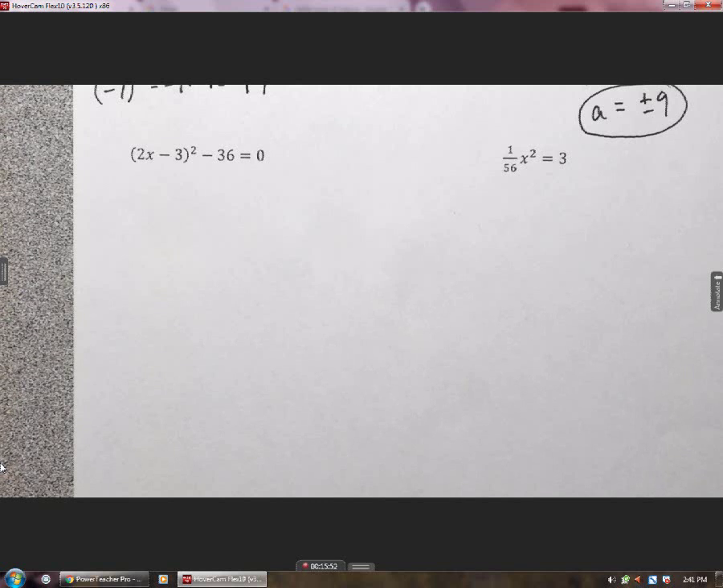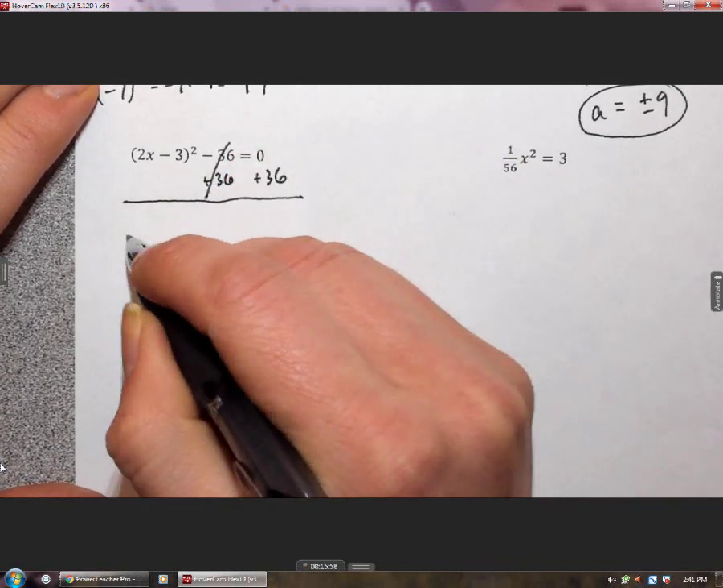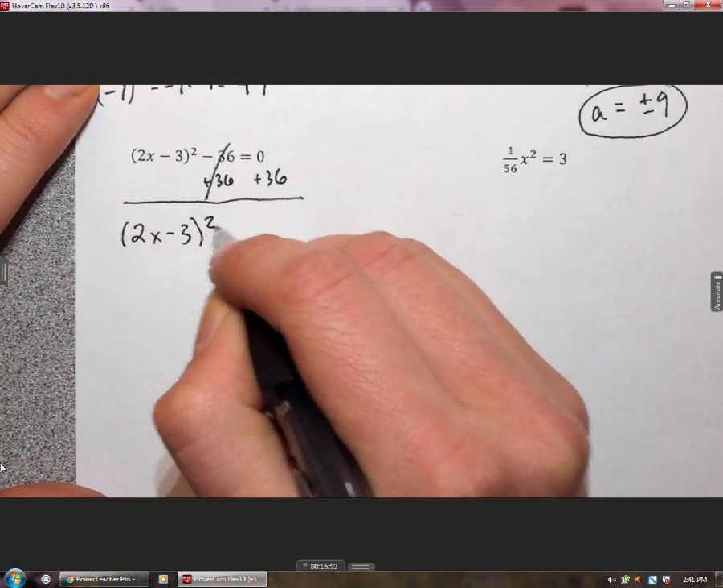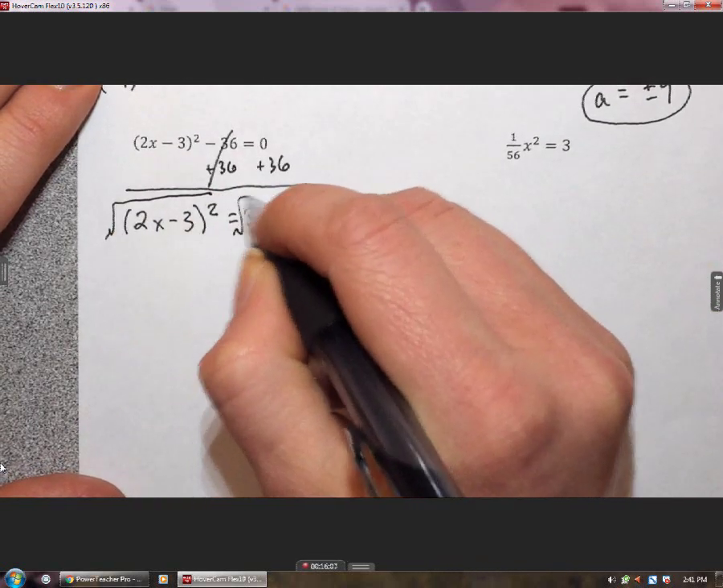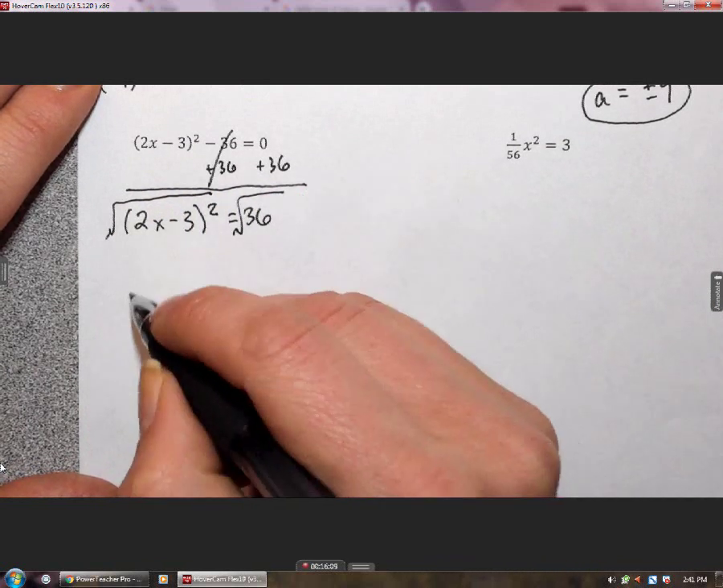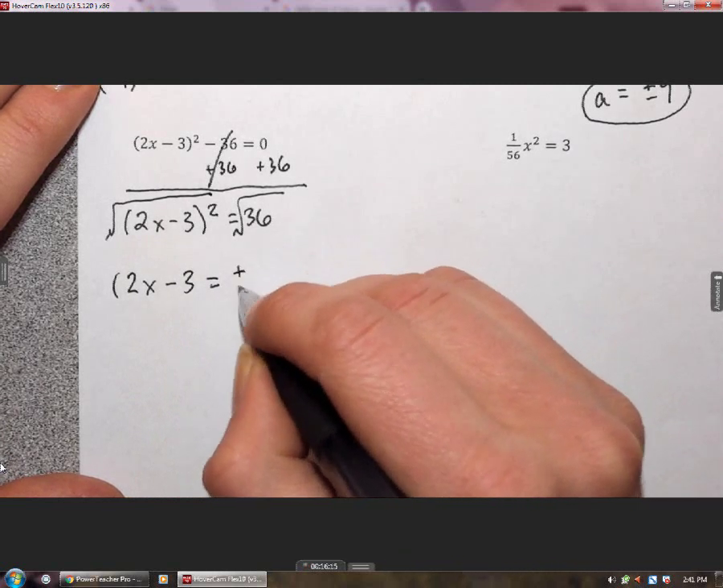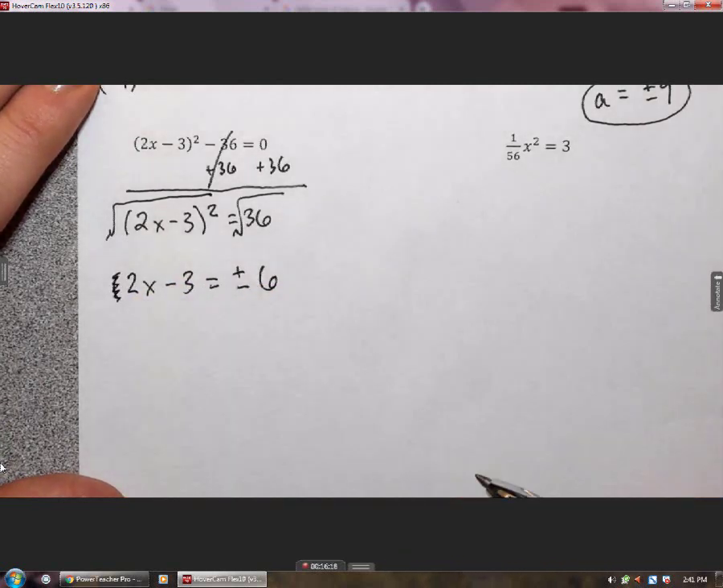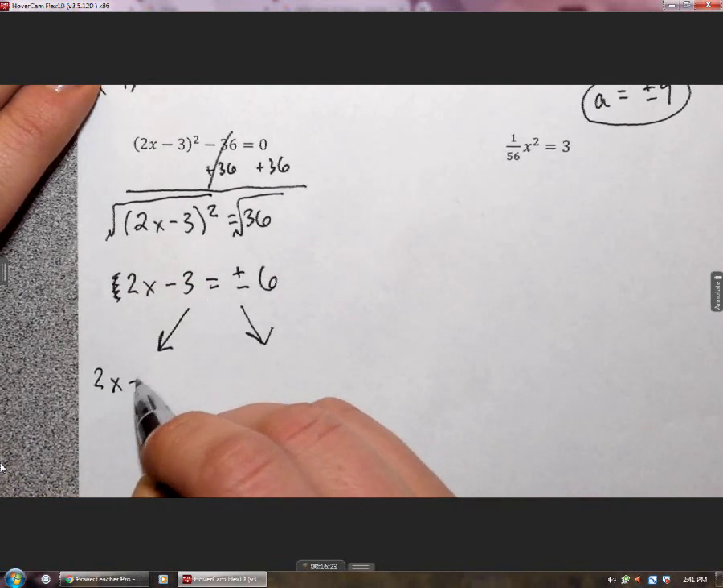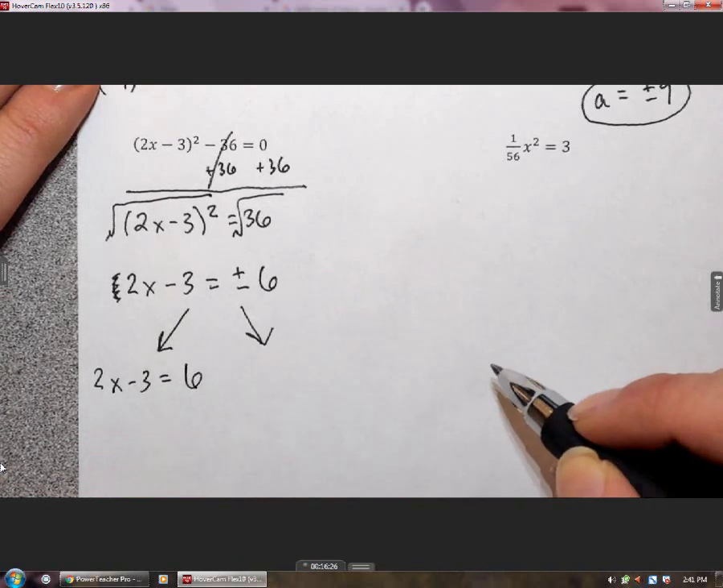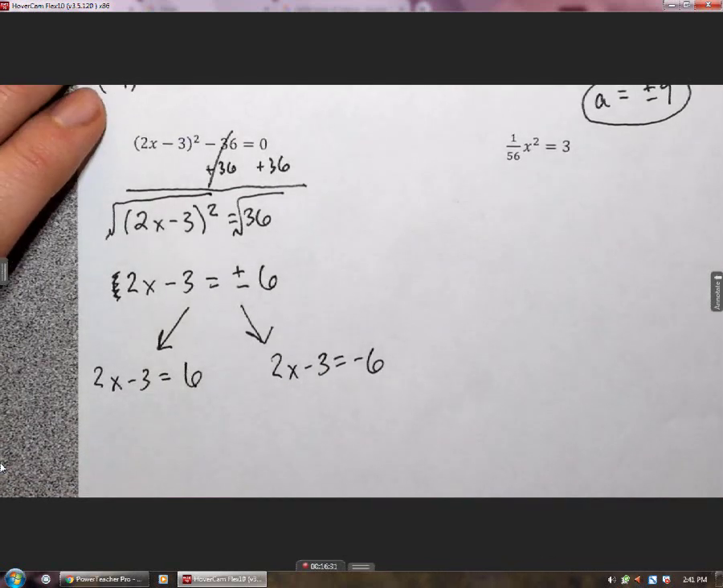What do you do? Add 36. So 2x minus 3 squared equals 36. Take the square root. 2x minus 3 equals not 6, plus and minus 6. Then you split them, exactly. So what that means is that you'll have 2x minus 3 equals positive 6, and 2x minus 3 equals negative 6. Do not forget to split it.